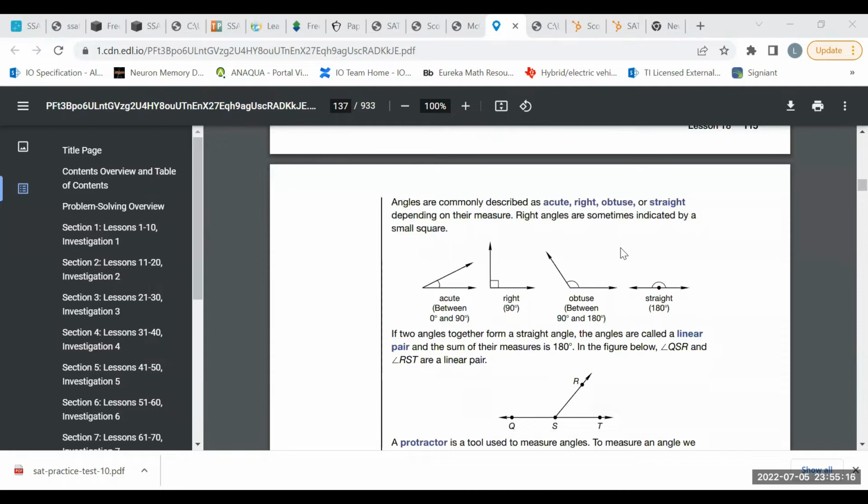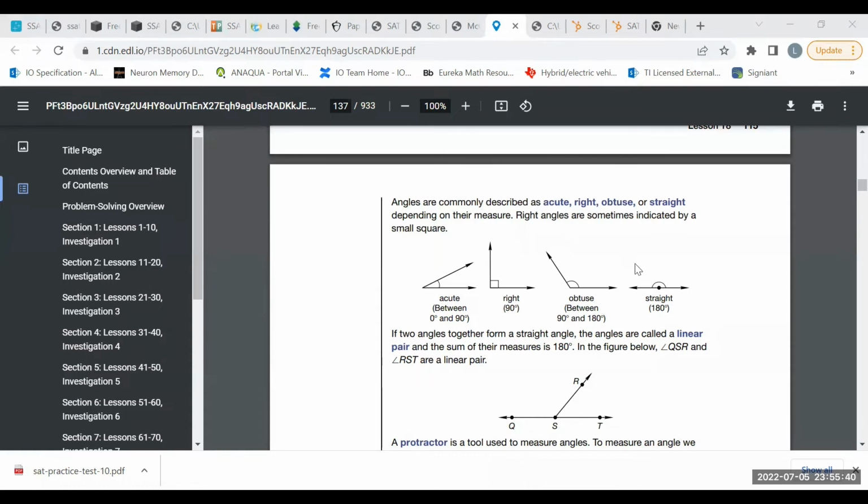Okay. Now, different kinds of angles. An angle that lies between 0 and 90 degrees is an acute angle. An angle that is 90 degrees is a right angle. An angle that lies between 90 and 180 is an obtuse angle, and an angle that is 180 degrees is a straight line, so it's a straight angle.